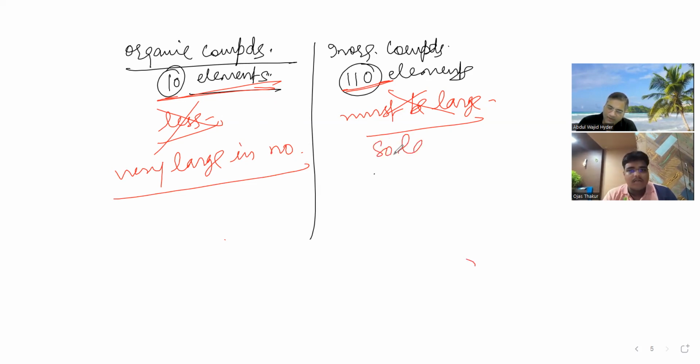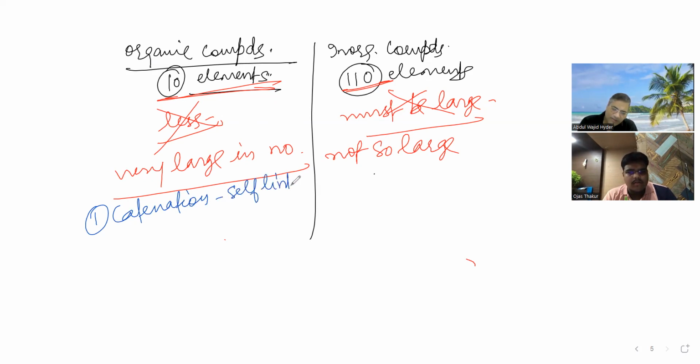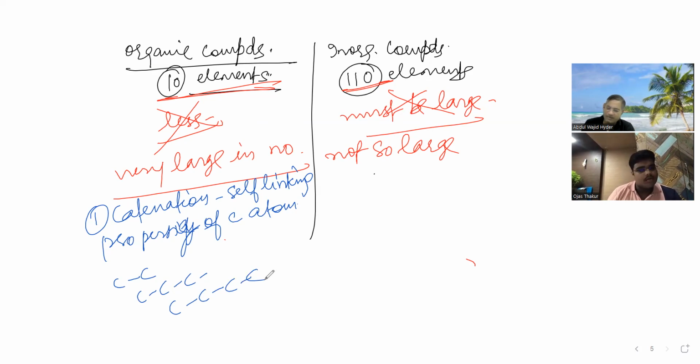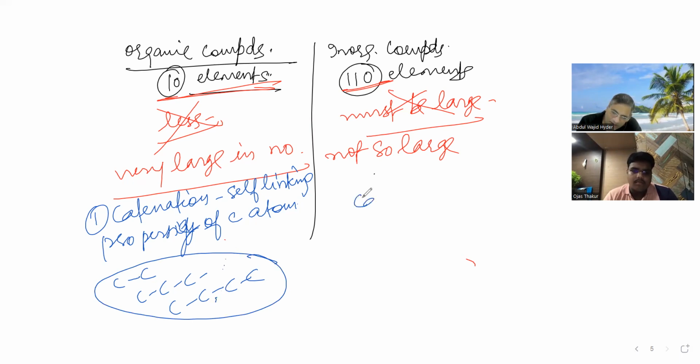Why is this so? Reason: catenation. Catenation is the self-linking property of the carbon atom. It means one carbon can combine with another carbon to form a very large number of compounds. Since carbon has a great tendency of linking with other carbon atoms, that property is called catenation. Because of this catenation, they form a large number of compounds. Here that catenation is not there, so their number is not so large.